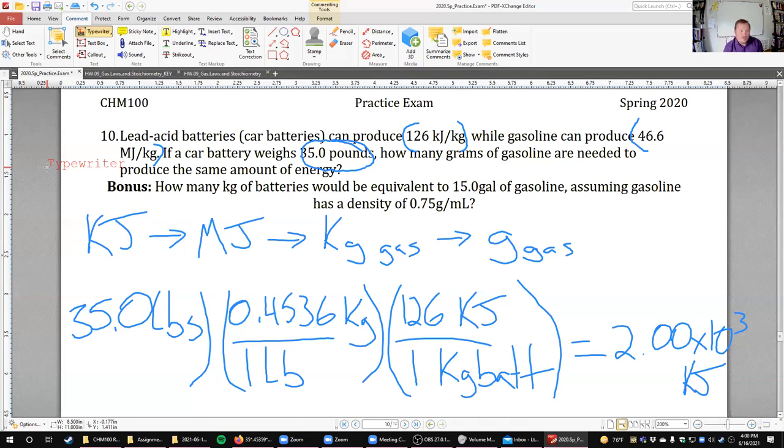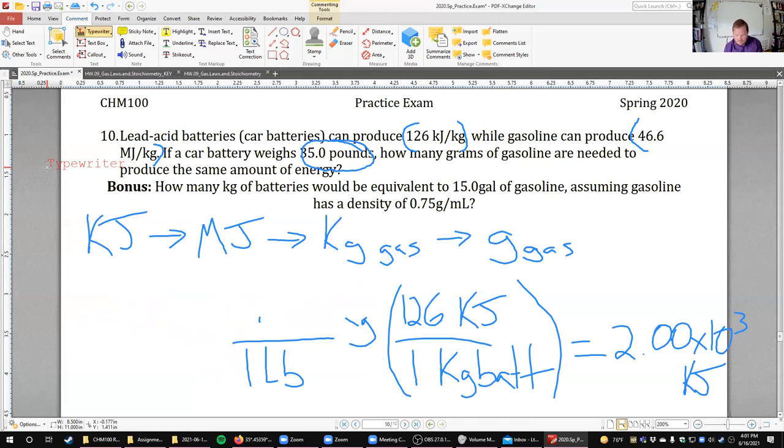And in theory, this could all be done in one conversion if you wanted to, but it makes more sense logically to think about it. Okay, I'm gonna figure out how much energy is in the battery, and then I'm gonna figure out how many grams of gasoline is equivalent to that much energy. But it could be done all at once if you were really good at longer conversions. Mathematically, there's no problem with that.